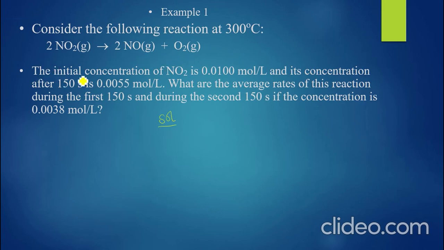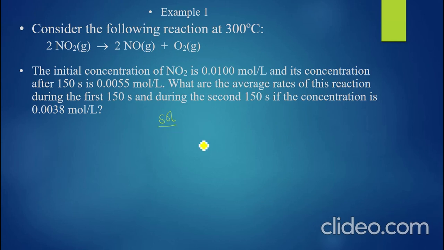So the initial concentration of nitrogen dioxide is 0.0100 mole per liter, and its concentration after 150 seconds is 0.0055 mole per liter. What are the average rates of this reaction during the first 150 seconds and during the second 150 seconds if the concentration is 0.0038 mole per liter?